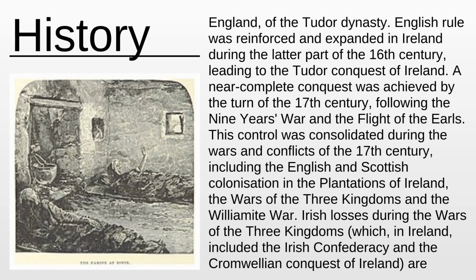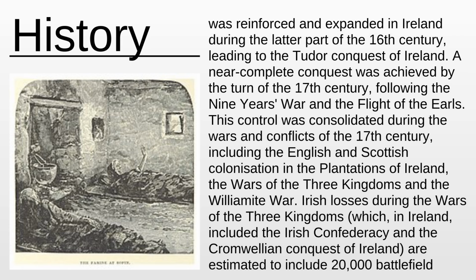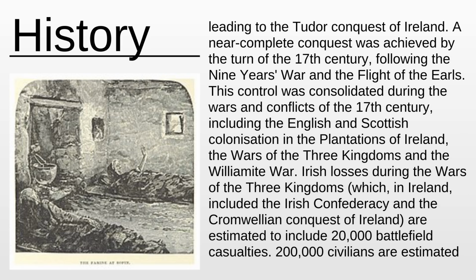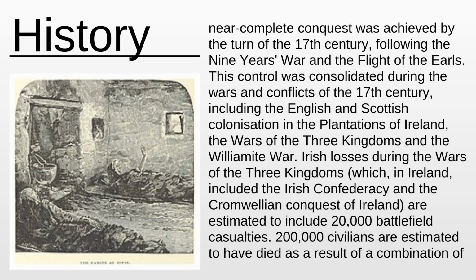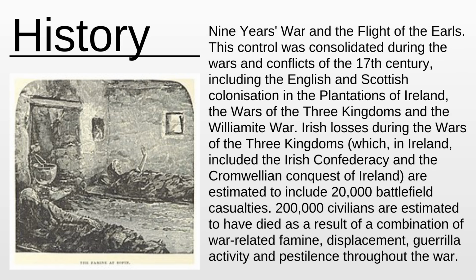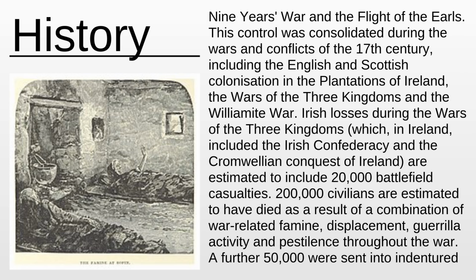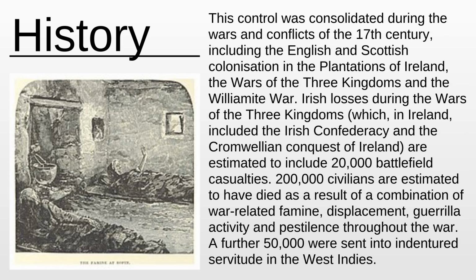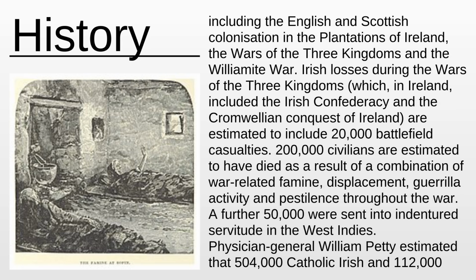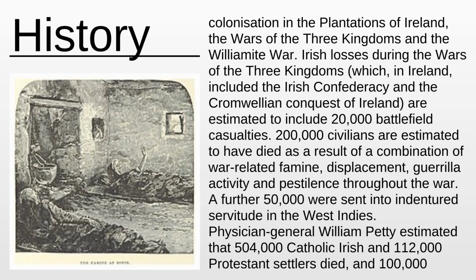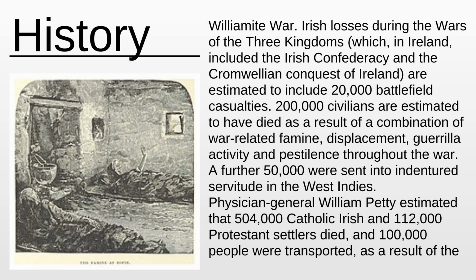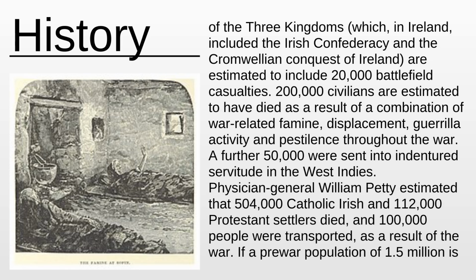A near-complete conquest was achieved by the turn of the 17th century, following the Nine Years' War and the Flight of the Earls. This control was consolidated during the wars and conflicts of the 17th century, including the English and Scottish colonization in the plantations of Ireland, the Wars of the Three Kingdoms and the Williamite War. Irish losses during the Wars of the Three Kingdoms, which, in Ireland, included the Irish Confederacy and the Cromwellian conquest of Ireland, are estimated to include 20,000 battlefield casualties.